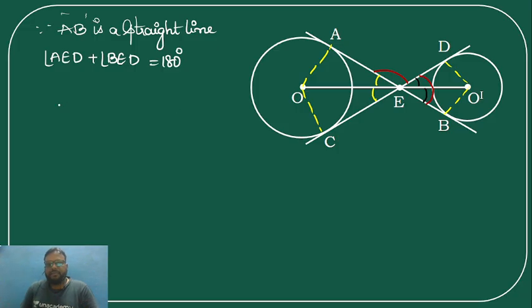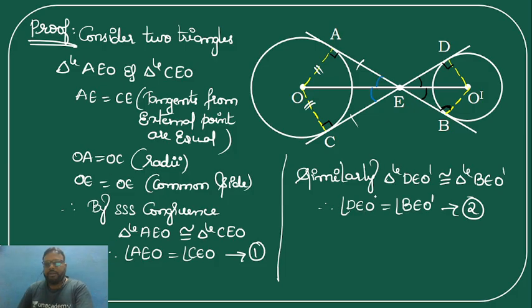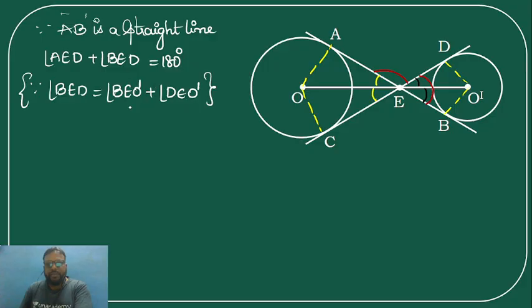Is it right? Yes. Now you can see angle BED is a combination of two angles, angle BEO' plus angle DEO', right? It's a combination of two angles. Now in the previous case only, you got here DE, this is O'. So DEO' is equal to BEO', we already got here. So now in the place of this BEO', I can write DEO', right?